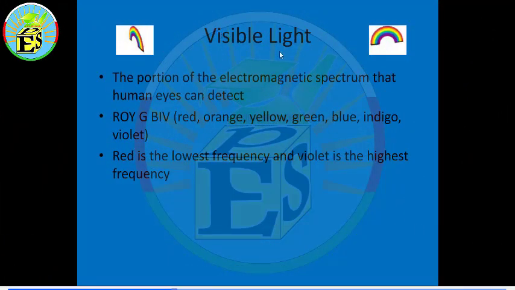Visible light: the portion of the electromagnetic spectrum that human eyes can detect. ROYGBIV, the rainbow colors: red, orange, yellow, green, blue, indigo, and violet. Red is the lowest frequency and violet is the highest frequency.